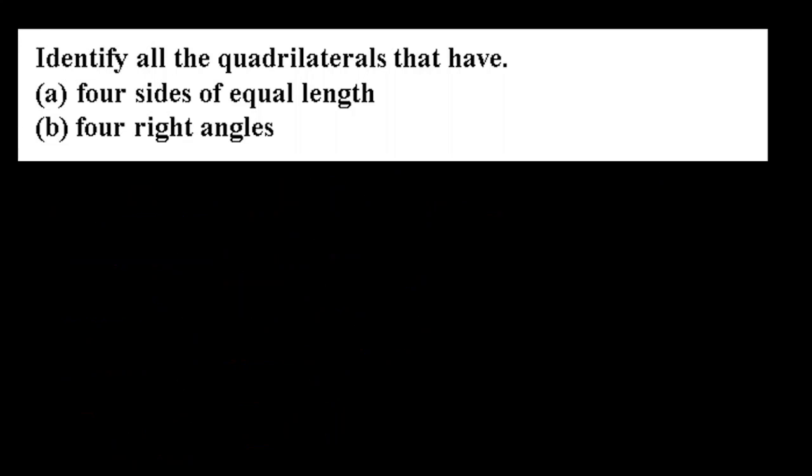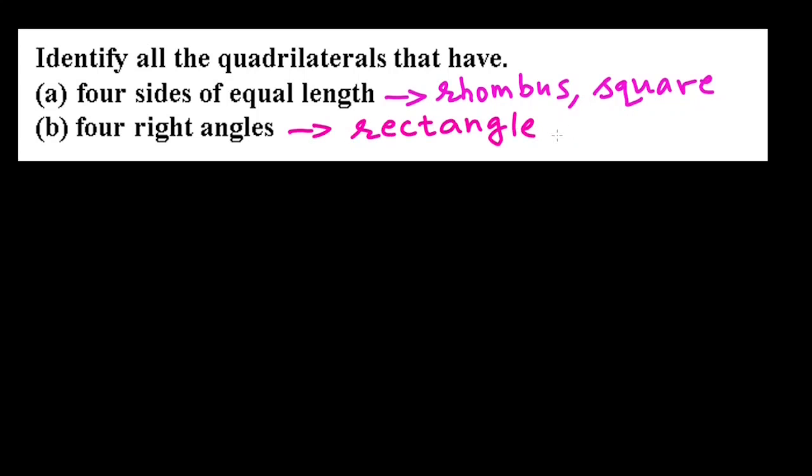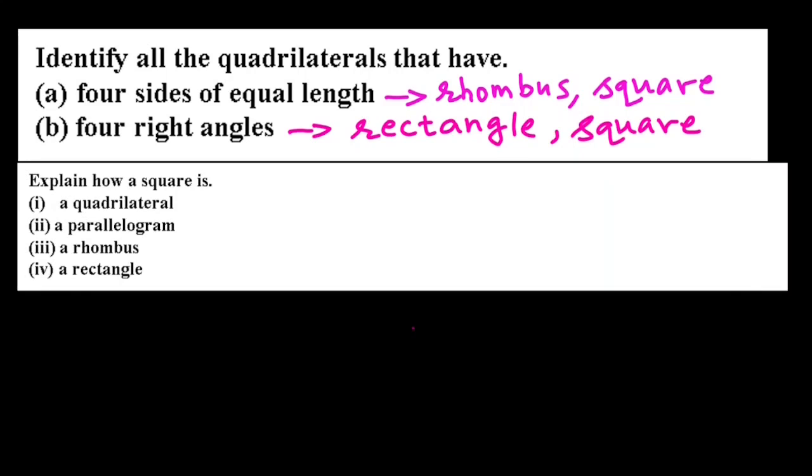We have to identify all the quadrilaterals that have four sides of equal length. Quadrilaterals with four sides of equal length are: one is rhombus and the other is square. Quadrilaterals with four right angles are rectangle and square. We have to explain how a square is a quadrilateral. A square is a quadrilateral because it has four sides.